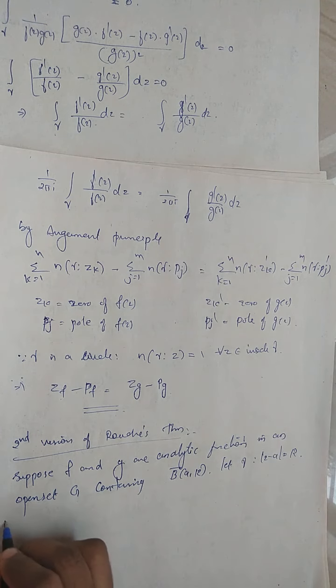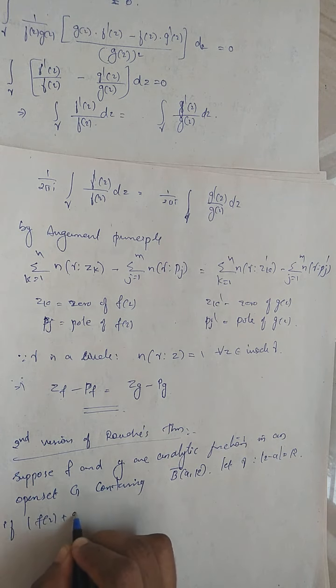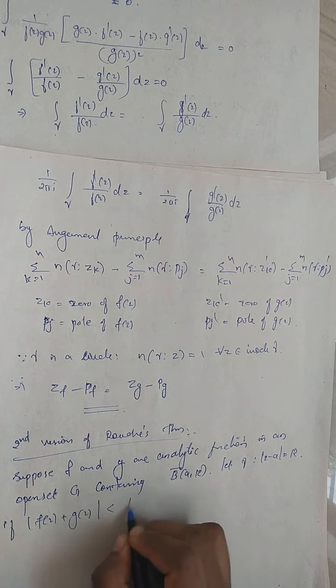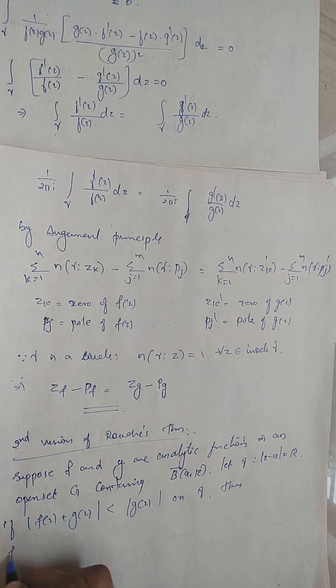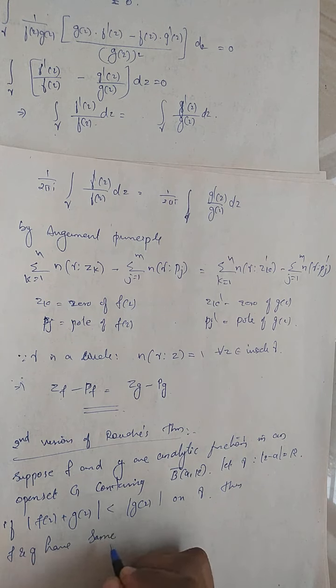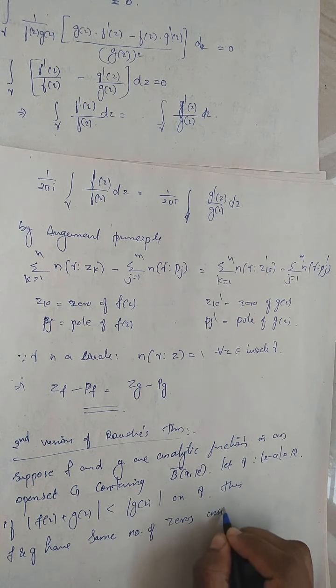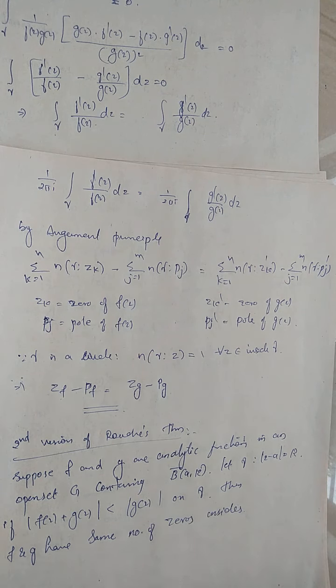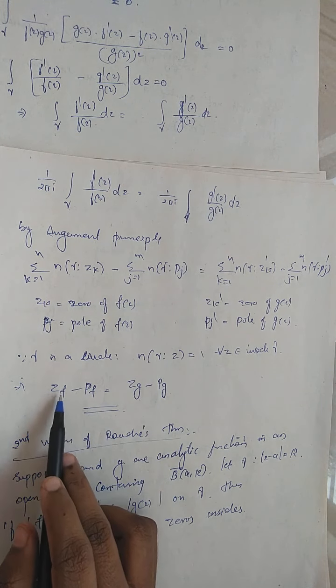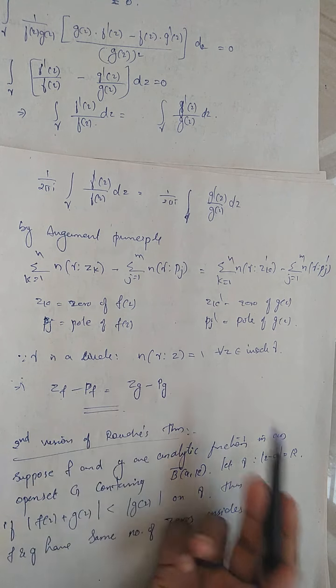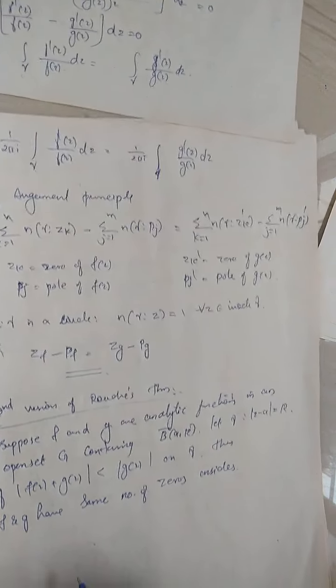Let gamma be the circle defined by mod z minus a equal to R, and if mod f(z) plus g(z) is strictly less than mod g(z) on gamma, then f and g have the same number of zeros inside gamma, because when a function is analytic it has no poles, right? Since it has no poles, Pf and Pg will be equal to 0. Therefore by Rouche's theorem we can say that the zeros of f equal the zeros of g. Okay, I will prove this result.